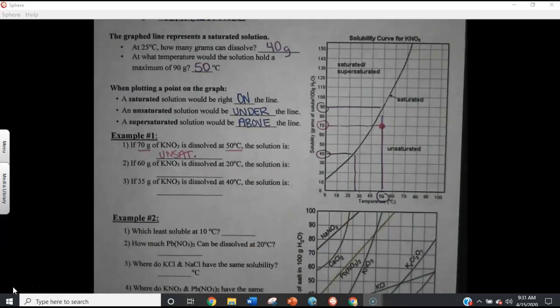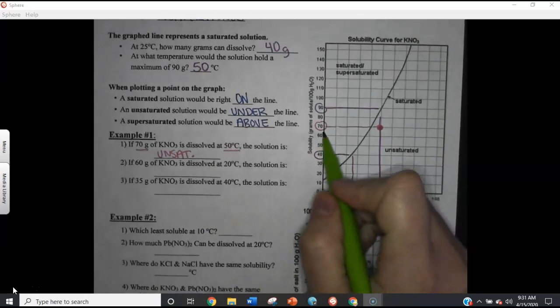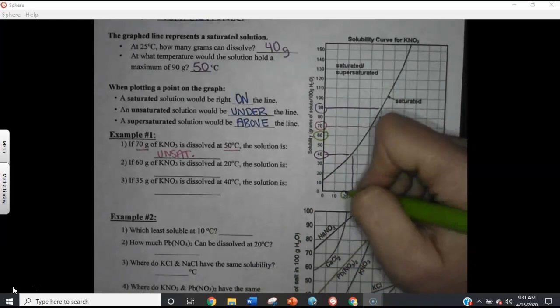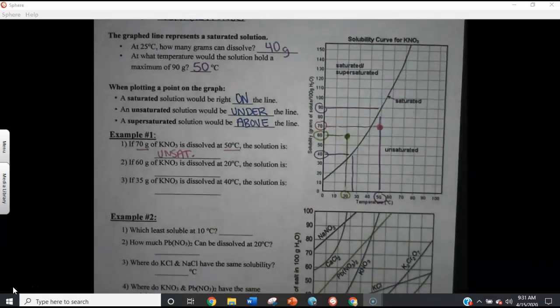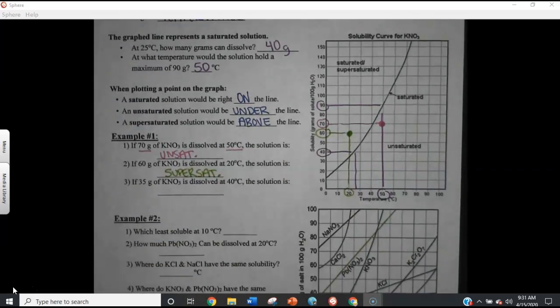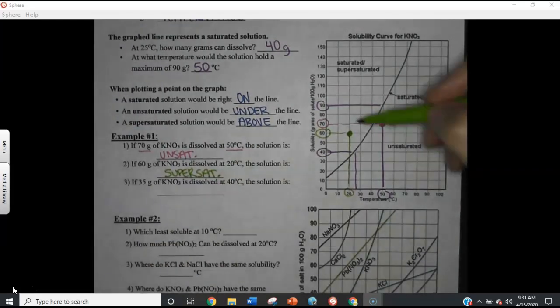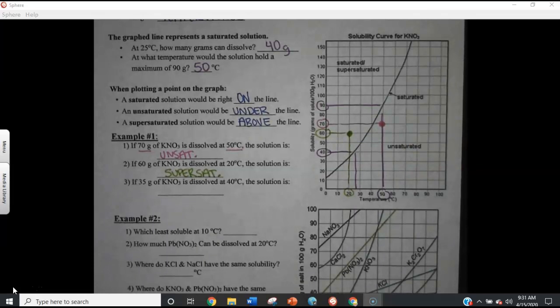For number 2, it says 60 grams dissolved at 20 degrees. So 60 grams dissolved at 20 degrees. And then I come up and over and say right there. So that solution clearly is above the line, so we're going to call that supersaturated. Okay. You must have used heat or something to force all 60 of those grams to dissolve.